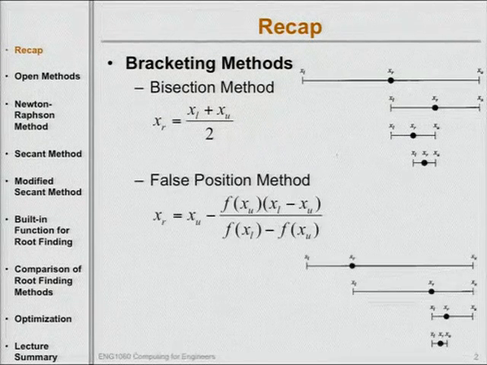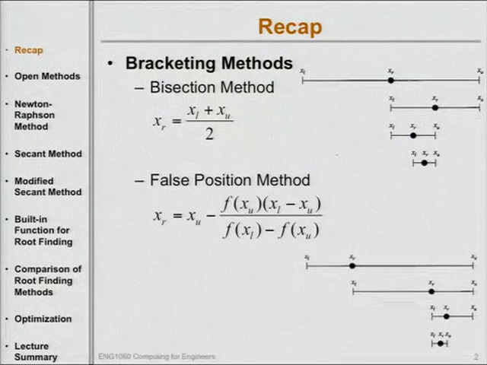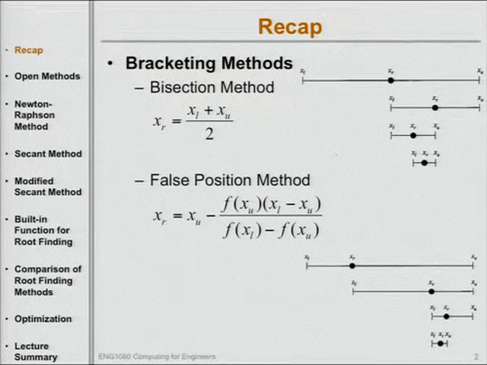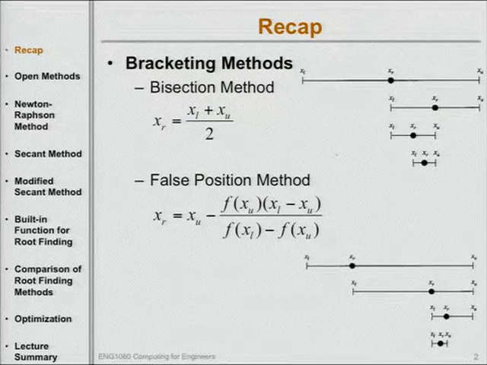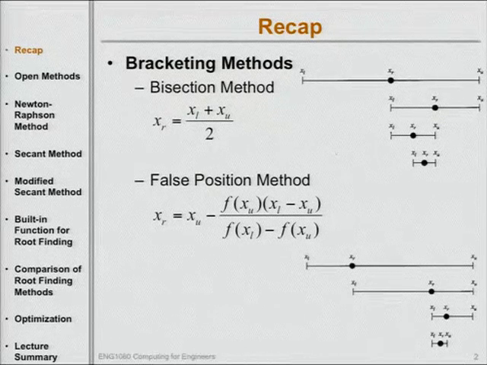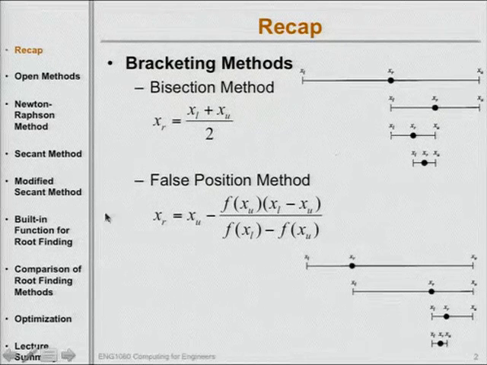The other method was the method of false position, and basically the algorithm behind this, in other words, the way in which you implement the method in MATLAB, is identical to bisection. The only thing that's different is the way in which you choose your next point.